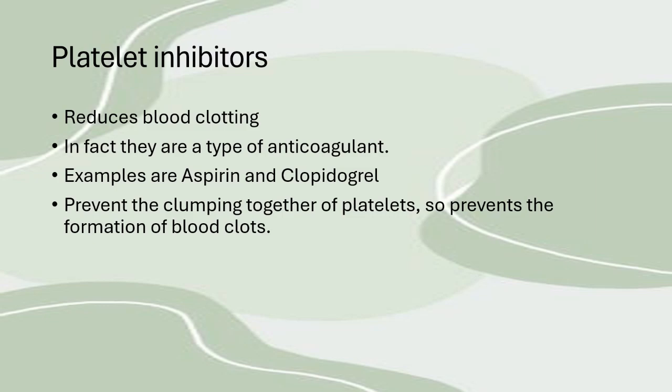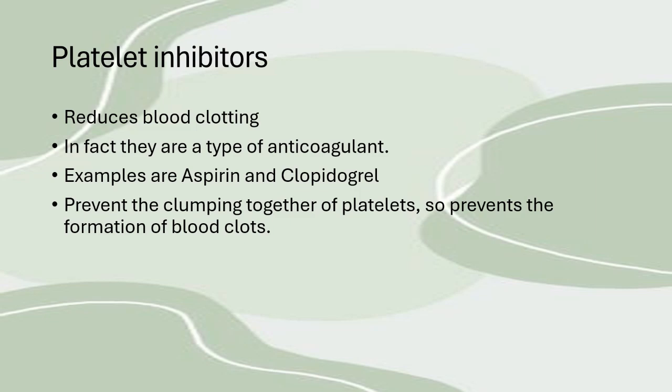And now the fourth type of drug, which is platelet inhibitors. So these reduce blood clotting. Once again, just like the one we looked at just before, these reduce blood clotting as well. And in fact, they are a type of anticoagulant. So platelet inhibitors and anticoagulants, it's the same thing. Platelet inhibitors come under the category of anticoagulants, basically.